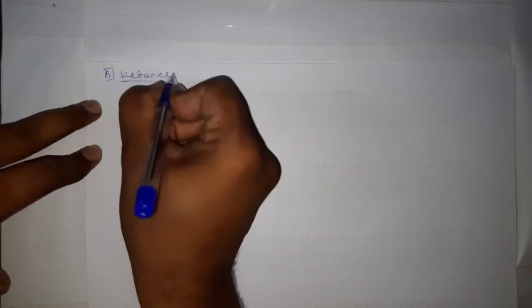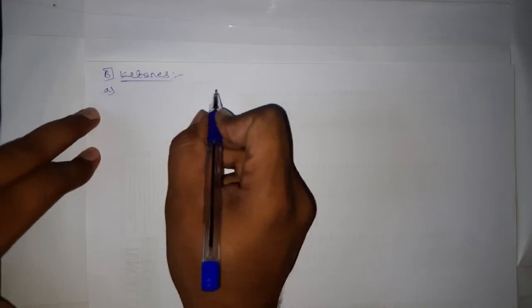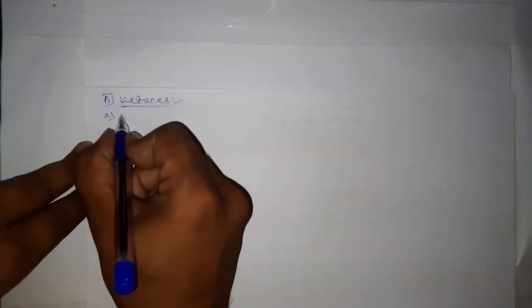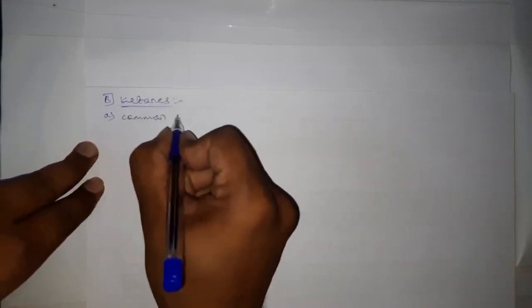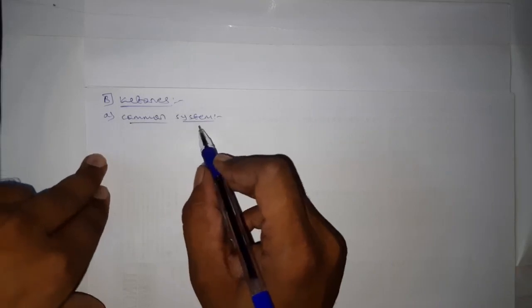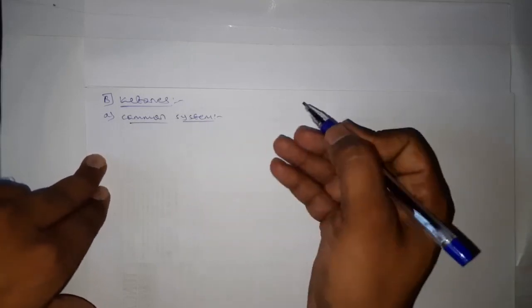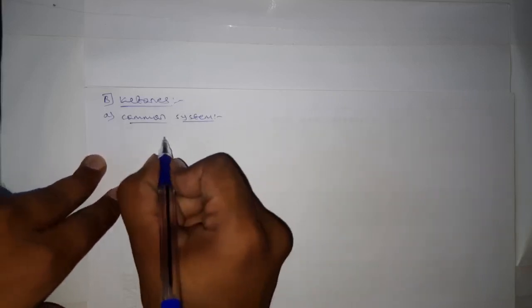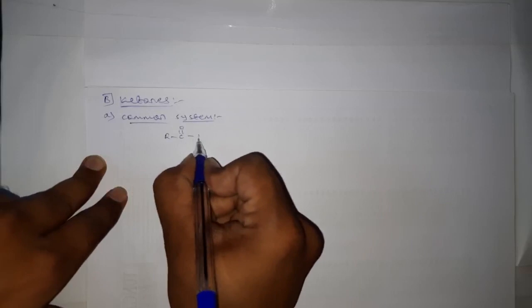Okay, now we have to discuss the nomenclature for ketones, and here also 2 methods are there for naming the ketones. The first one is the common system of nomenclature, then the second one is IUPAC. First we are discussing the common system of nomenclature for ketones. See, the common names of ketones are obtained by naming the alkyl or aryl groups which are attached to the carbonyl group. The general formula for ketones is what?